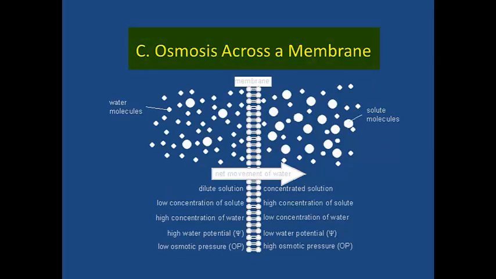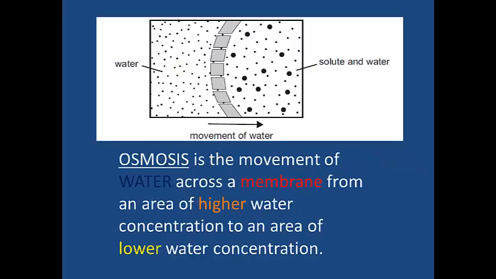Now choice C, osmosis across a membrane. Recall that osmosis is the movement of water across a membrane from an area of higher concentration to an area of lower concentration. Look again at the diagram in the sample question. The water dots are moving from high concentration to low concentration. The diagram is showing the process of osmosis. So is C the correct choice?